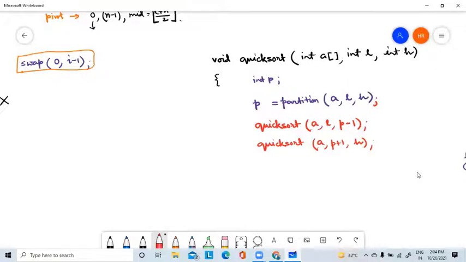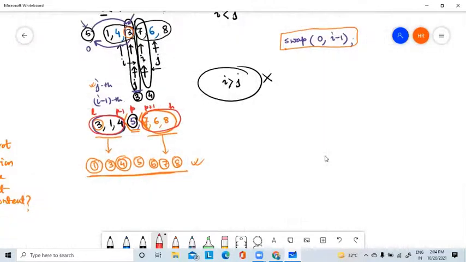Pivot selection, put it in its proper position, divide the problem into two subproblems and solve the two subproblems. See, after dividing it into two subproblems, again I have to perform the quick sort here and quick sort here. So I will call two different quick sorts. One for L to P minus 1, another for P plus 1 to H.